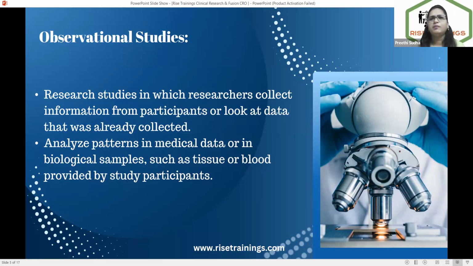To make you understand better, I can say in simple words, they are analyzing the blood samples or tissues of the patient to know the results of the medication, how it is being absorbed, or how it is being distributed in the blood. So what are the effects of the medication on the safety of the patients or volunteers who are involved? So these are observational studies.